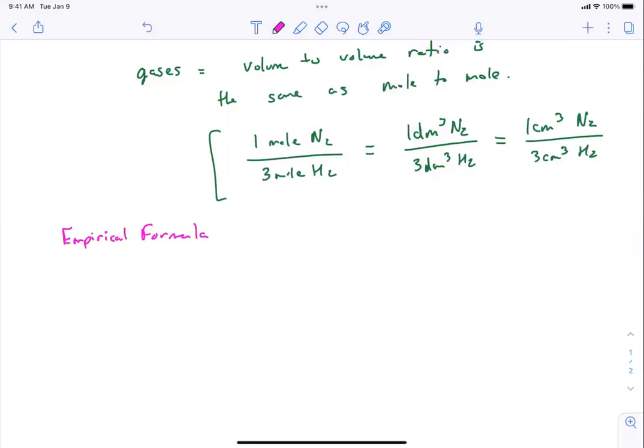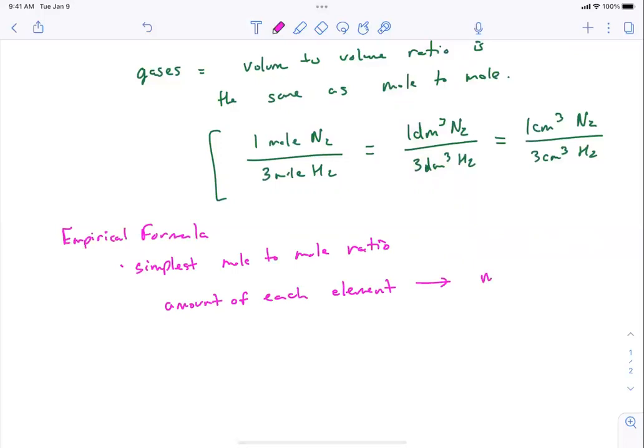Empirical formula, okay? Essentially, empirical formula is the simplest mole to mole ratio. So your goal, no matter what you start with, is to get an amount of each element so that you can convert to moles. Whether you start with moles of atoms, grams, or percent composition, there's always a conversion to get to moles. And so once you get to moles, you divide by the smallest moles to get the ratio.